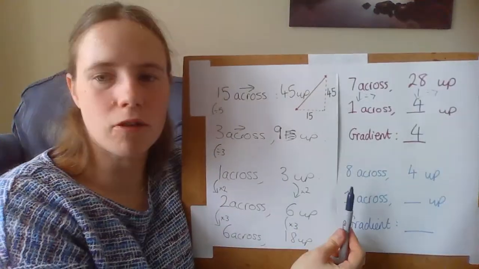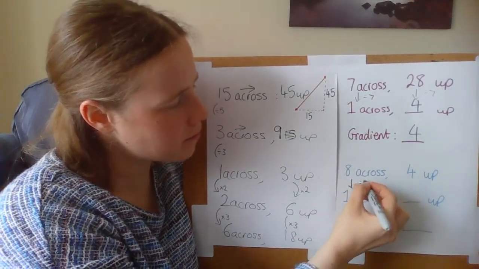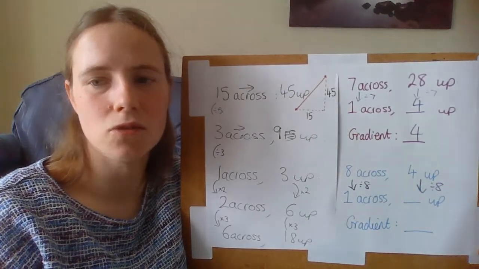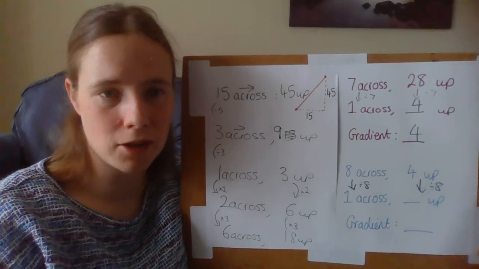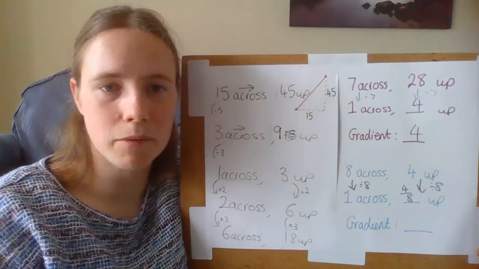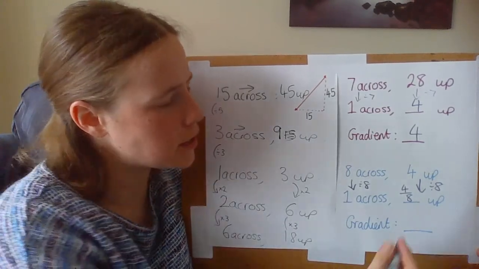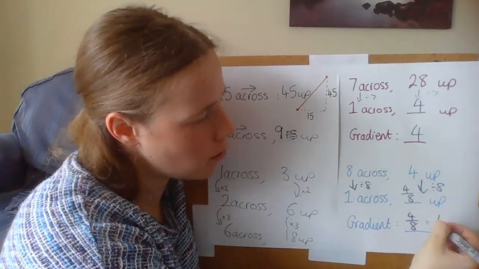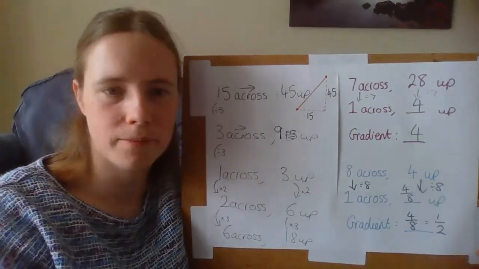Let's have a look at another one as well. Let's say I had 8 across, 4 up. I need to make this value 1, so I need to divide by 8. Over here, I need to do 4 divided by 8. Now, 4 divided by 8 is not going to come out as a whole number. It's going to come out as less than 1. Any division can be written as a fraction. So I'm going to write 4 divided by 8 as 4 over 8, which you can always do, and you will often have to with harder gradient questions. So the gradient of this line is 4 over 8, but we can simplify that fraction down to 1 over 2, or half. So the gradient of this line will be a half.